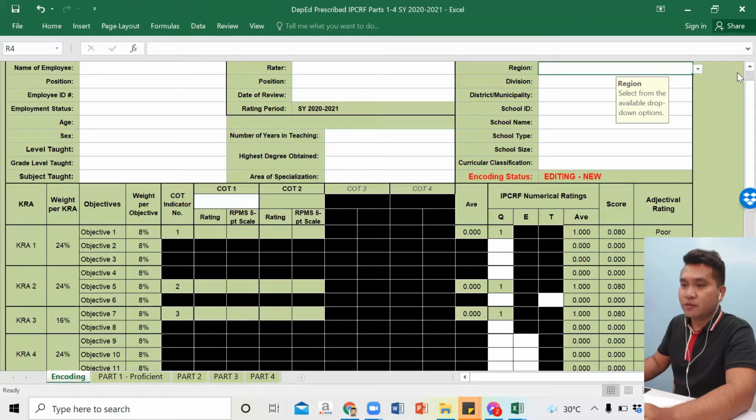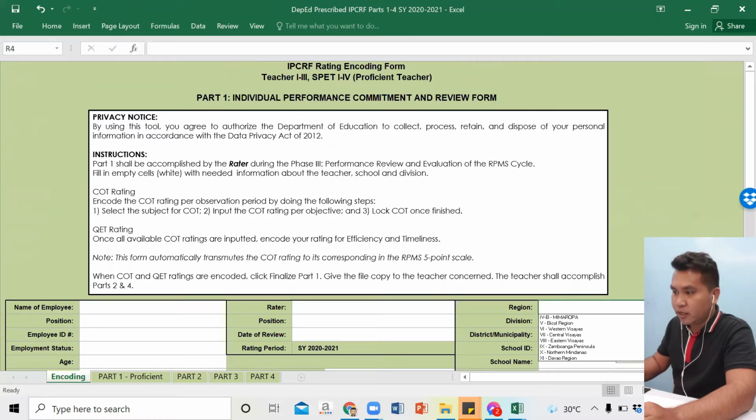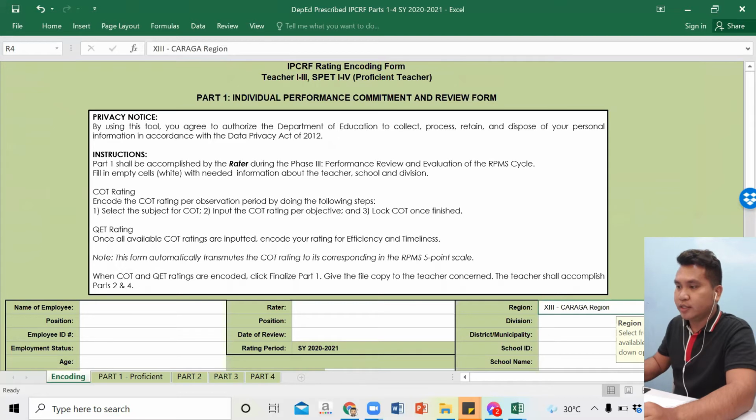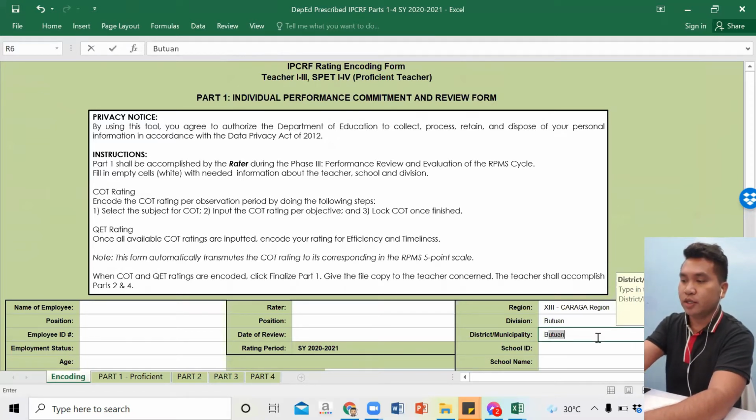For the sake of this demonstration video, I will act as a rater, because we cannot proceed to the other parts if we cannot do Part 1. Same as with the ESAT, we're going to start filling in on the right side, not on the name of the employee. Region: we belong to the Caraga region. You can see the drop-down options. Division: Butuan City Division. Municipality: you need to type Butuan City.